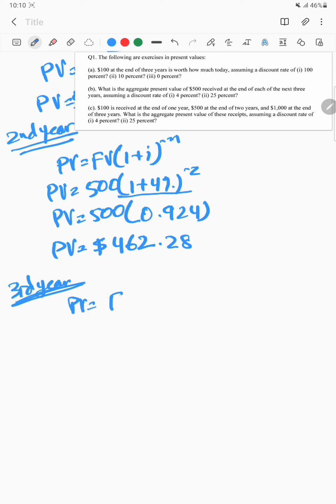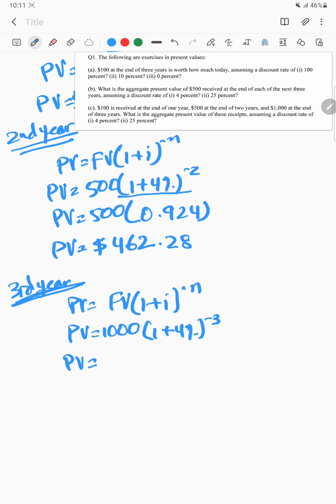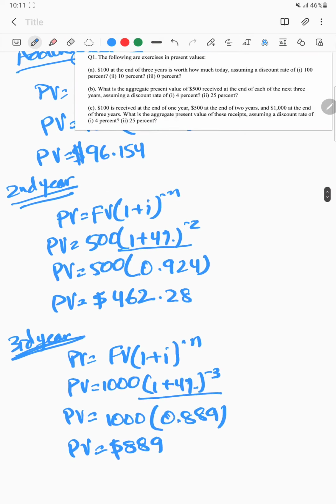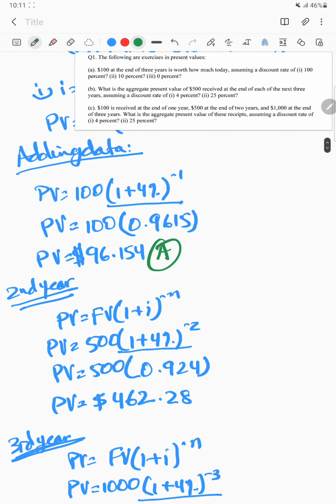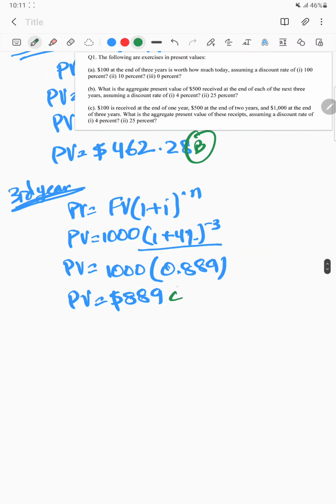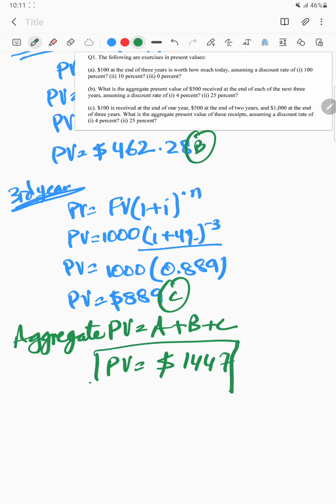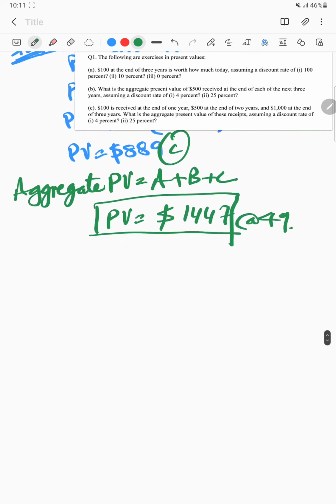So third year, where my PV equals future value times (1 plus i) power minus n, PV equals 1000 times (1 plus 4%) power minus 3. If I solve this equation, this will become approximately 1000 times 0.889. PV equals $889. So the aggregate PV is going to be, this is my A, this is my B, this is my C. So the aggregate PV will be A plus B plus C, which is approximately $1447 at the rate of 4%.